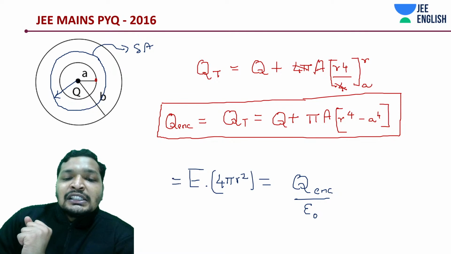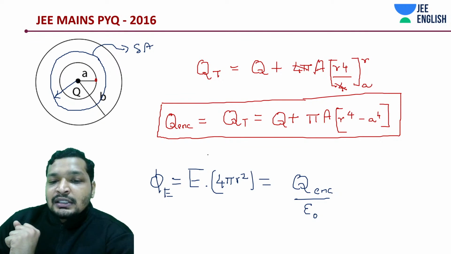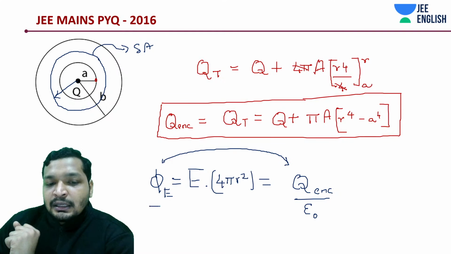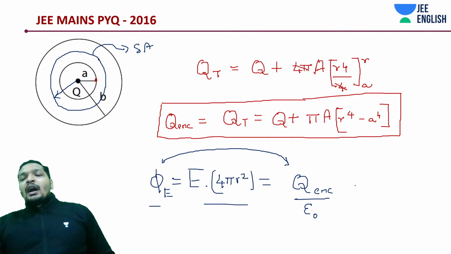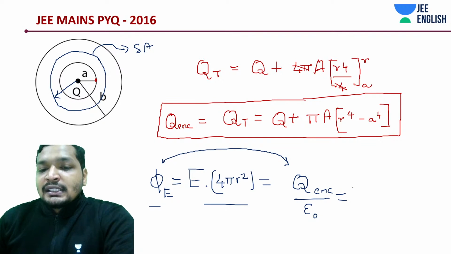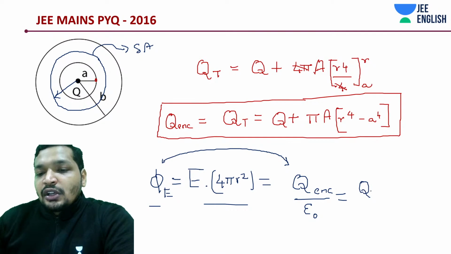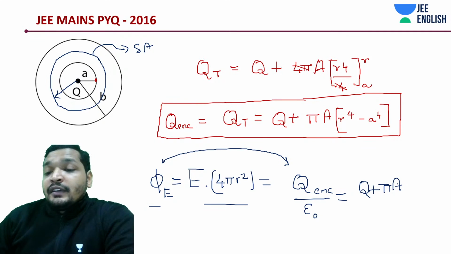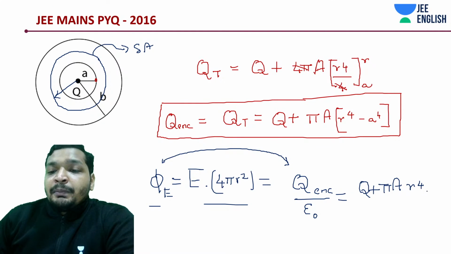Charge enclosed by epsilon naught. And this is flux. This is what Gauss law says. Actually, this is the expression of Gauss law, if you remember. But this is nothing but this only. How much is charge enclosed in this case? Q plus of pi A. The moment I arrived here, I almost understood it should be 2. But anyway, let's solve this question. It should be R to the power 4 divided by A to the power 4.